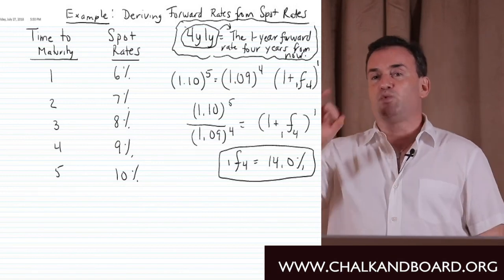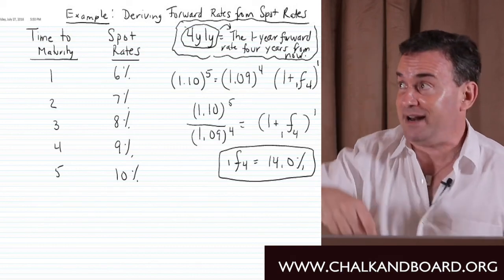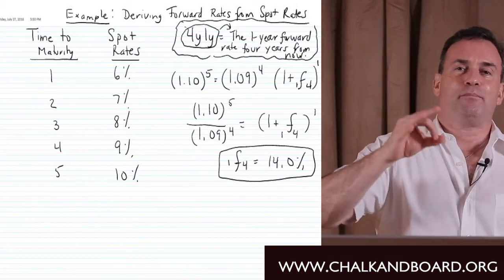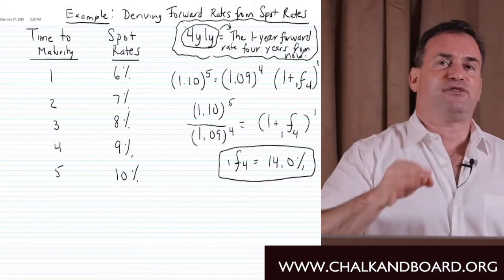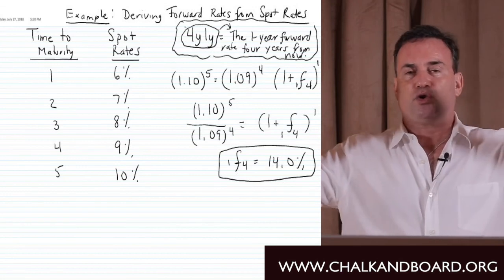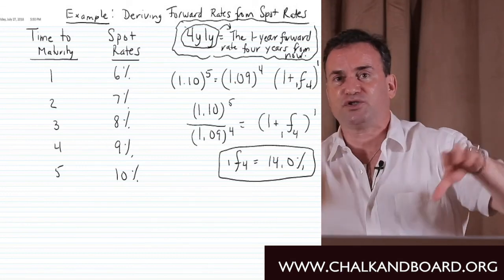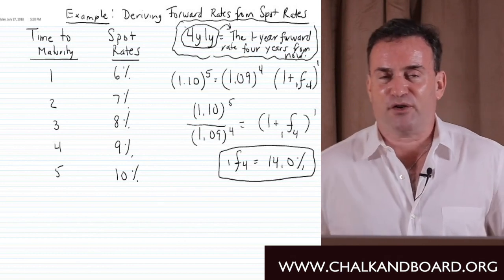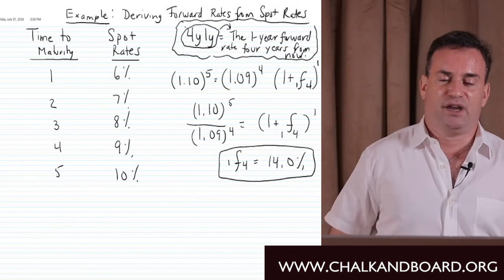So what I want to know is, what is that break-even rate? And that's what the forward rate is, which I mentioned before. It's a break-even rate. What is that break-even rate that I would have to earn in the last year between years 4 and 5 so that the returns on those two investment alternatives to the right of the equal sign and to the left of the equal sign are the same? So I would solve for that 1-year forward rate 4 years from now.